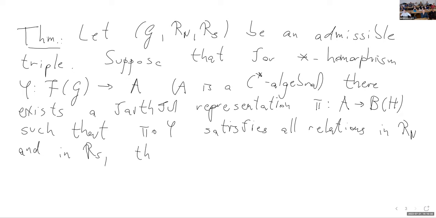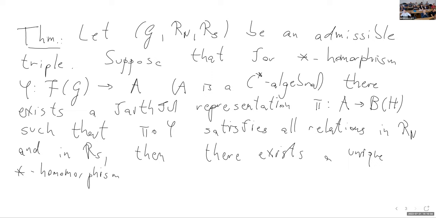Then there exists a star homomorphism from the universal C-star algebra, such that when you take the composition with the original function, we have the composite with phi.